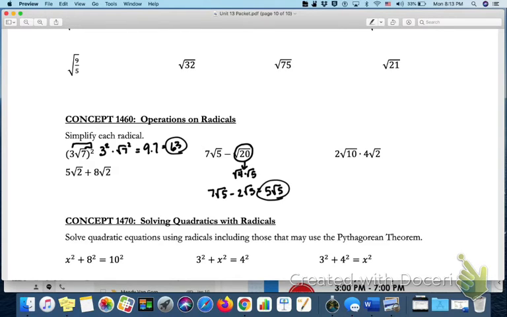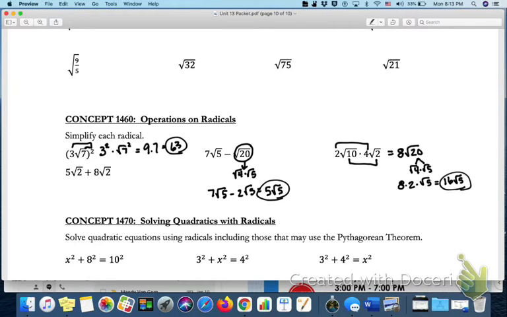When multiplying, you're going to multiply the like terms. For example, you're going to take 2 times 4 to get 8, and you're going to take square root of 10 times square root of 2 to get 20. We can simplify the square root of 20. Again, 4 times 5 is 20, so we'll take the square root of those if possible. That's going to leave us with 8 times 2 times the square root of 5, or our final answer, 16 square root of 5.